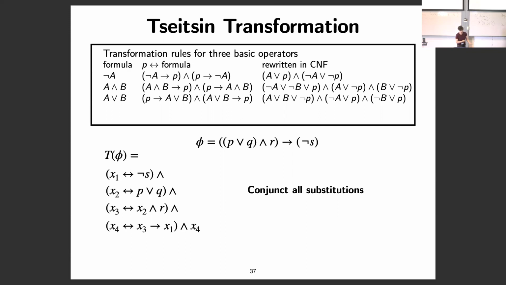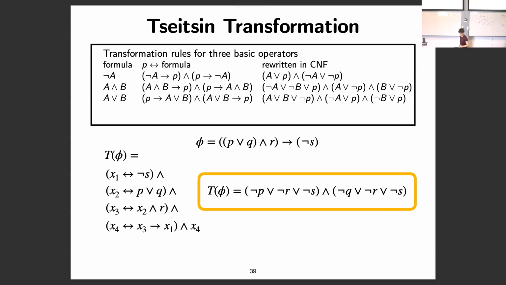My final formula is equisatisfiable with this. So phi is equisatisfiable with T phi, which is the conjunction of all of these substitutions. And I can then apply the transformation rules that I have above to convert all of these. Instead of X1 implies not S and not S implies X1, I can apply the transformation rules to make all of these bits in parentheses be in CNF. And then if I have the conjunction of CNF formulas, I've still got a CNF formula. Then I can simplify it.